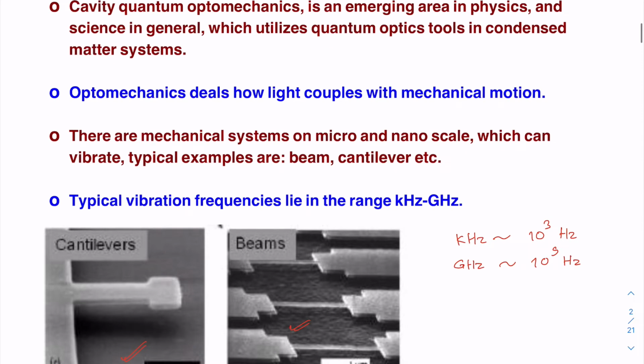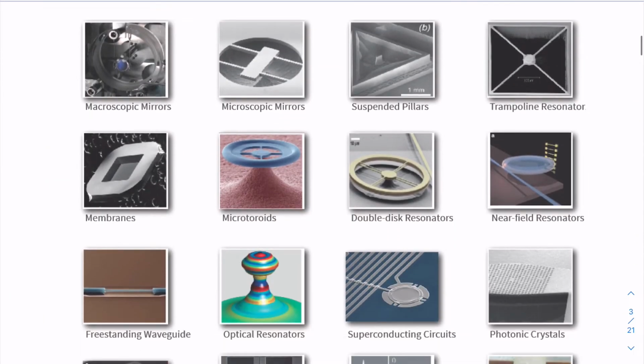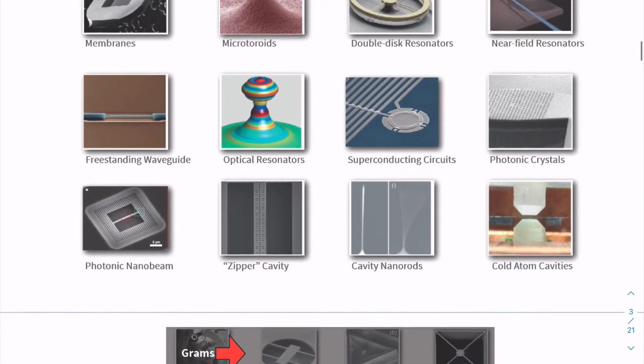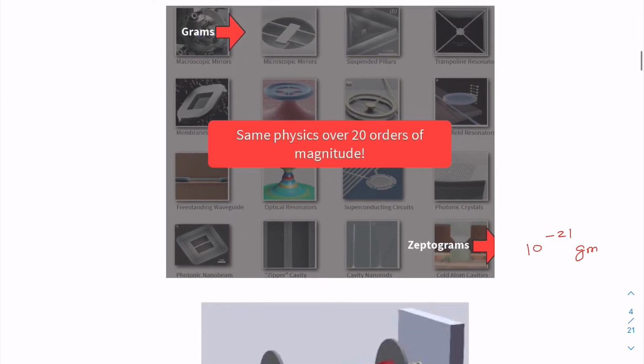And these systems are typically cantilevers, beams, and these are oscillators. These oscillators vibrate in the frequency range of kilohertz to gigahertz, and there are varieties of systems. In fact, a plethora of such systems are available, which I pointed out in the last class. And the sizes in terms of the masses, they can be from 1 gram to very small, very tiny mass, even in the range of zeptogram, that is, 10 to the power minus 21 gram is 1 zeptogram.